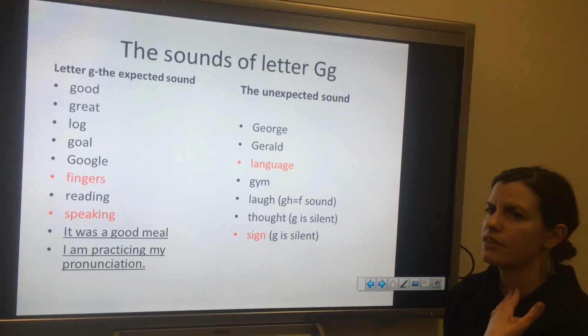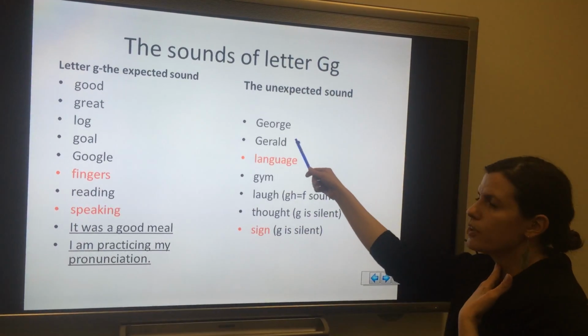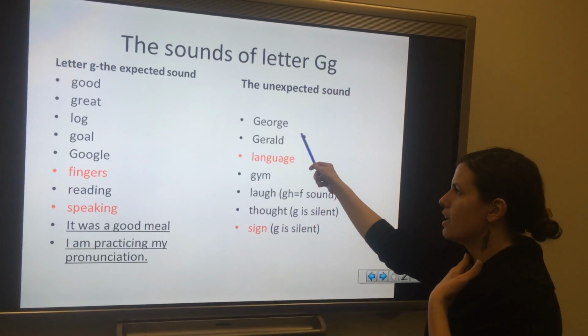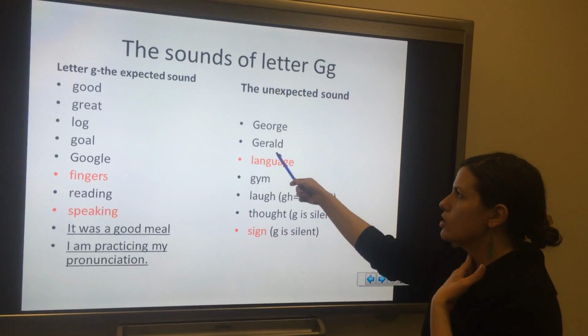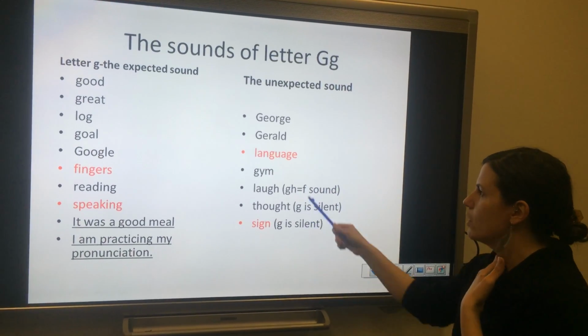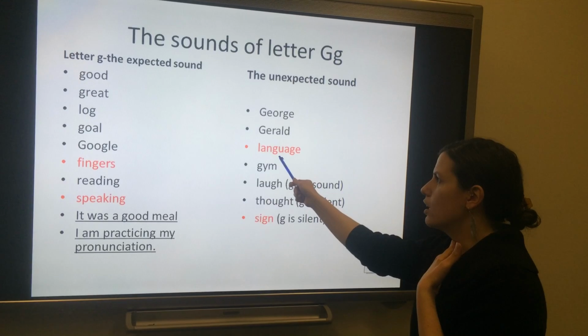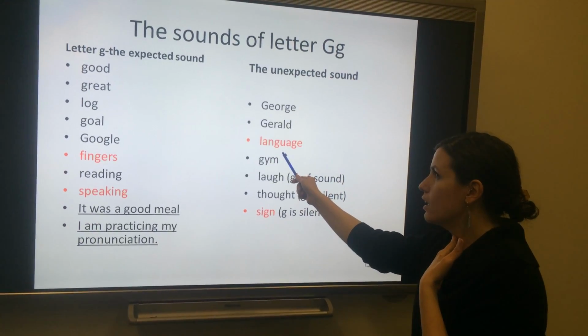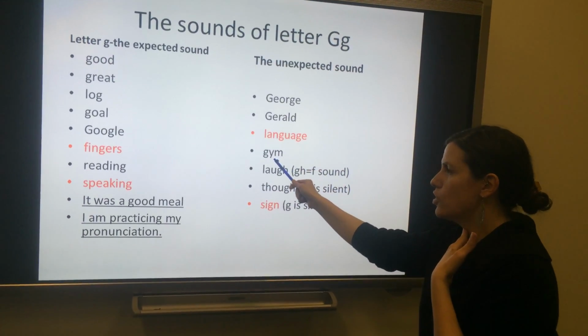Now here, the unexpected sound, the G makes a softer sound. It's not the G sound, it's the J. And if you put your fingers here again when you're saying these names, George, Gerald, you do not have the same feeling in your throat. Language, a G and a J. Language. Gym.